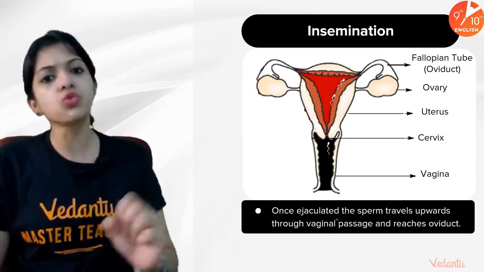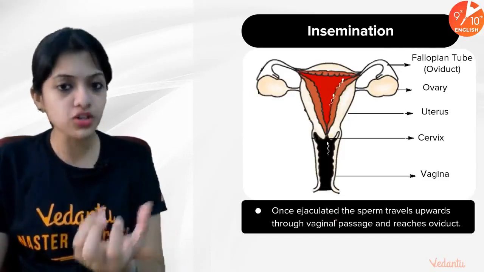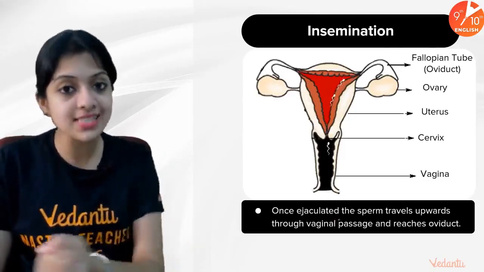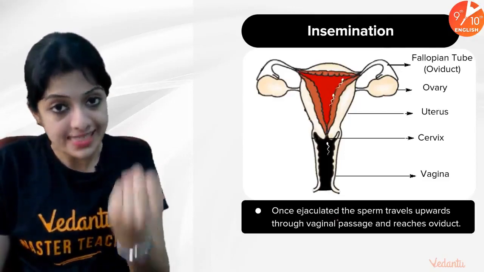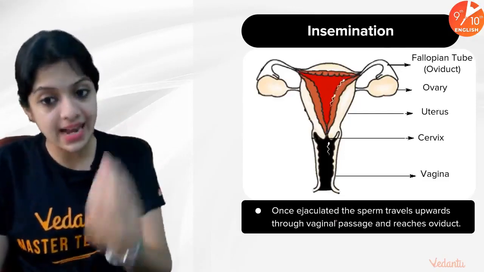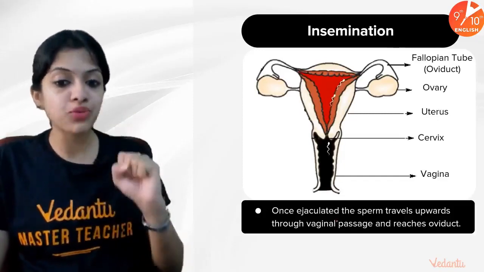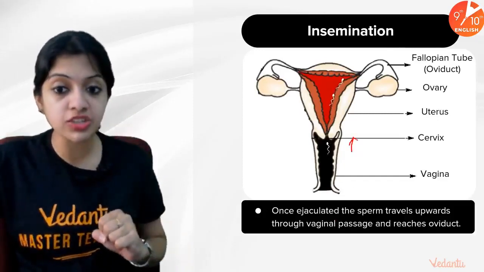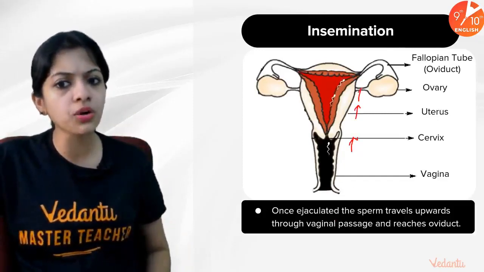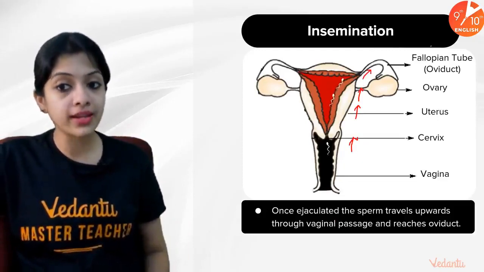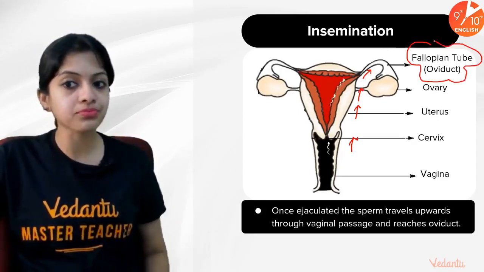During sexual intercourse, when this transfer of semen is done into the vagina, the sperm travels upward through the vaginal passage, travels all the way upward, and reaches the oviduct or the fallopian tube.